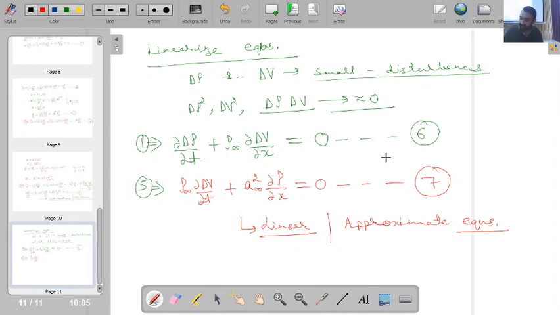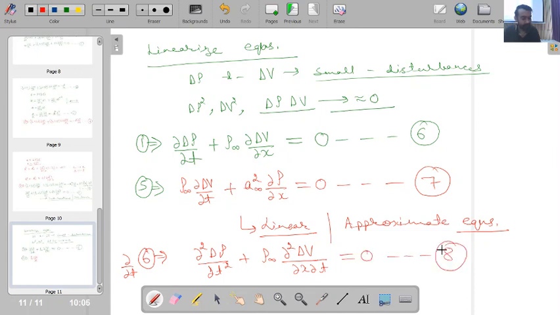Now let's do one small thing. Let's differentiate equation number 6 with x, sorry, with t. If I differentiate equation number 6 with t, del by del t of 6, then what do I get? I will get del square delta rho by del t square plus rho infinity into del square delta v by del x del t equal to 0. Say this is equation number 8.